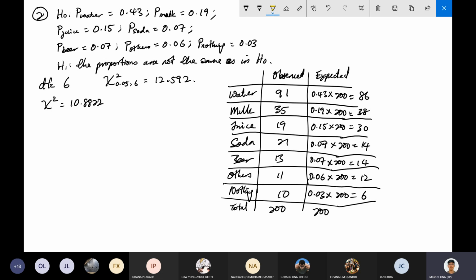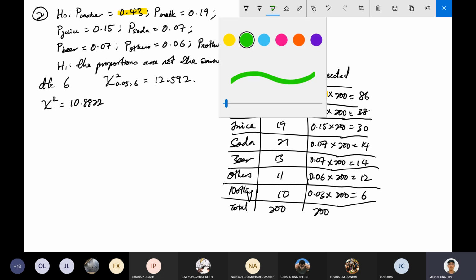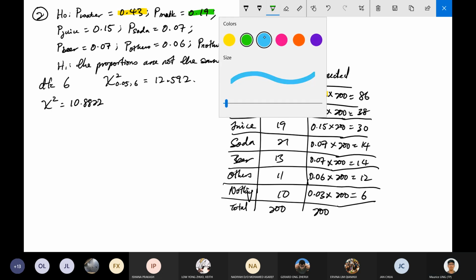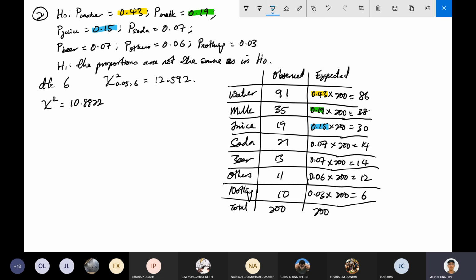Okay, so you should know that this comes to here, you have to multiply accordingly. This comes to here, here. I'm running out of my colors, but it should be enough.